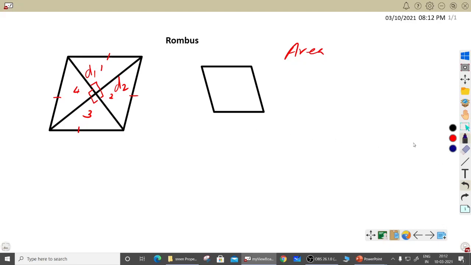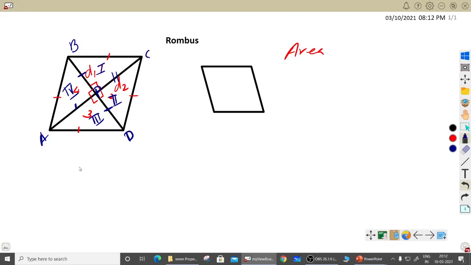Now, these diagonals divide each other equally at right angles. This piece is equal to this part, is equal to this. Suppose I name this particular rhombus as A, B, C, D for convenience, and the center as P, and divide this into four, naming them four triangles. Some interesting things will come out. What is that?